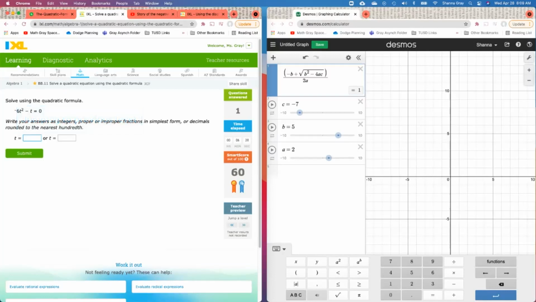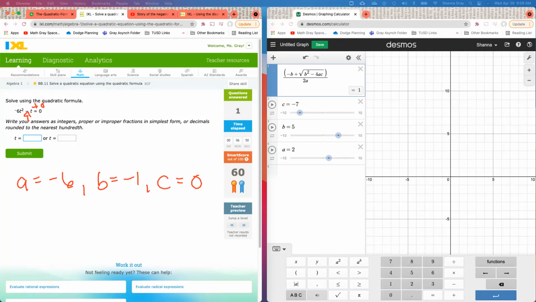This one is a good one to try because I think there's a piece missing here. Some students will definitely get confused if you're trying to use this formula. In this example, A equals negative 6. B is this number in front here, which is negative 1. And then C is not visible, which really means it's 0. This has a plus 0 here. So if I change these in my formula, then C is 0, B is negative 1, and A is negative 6.